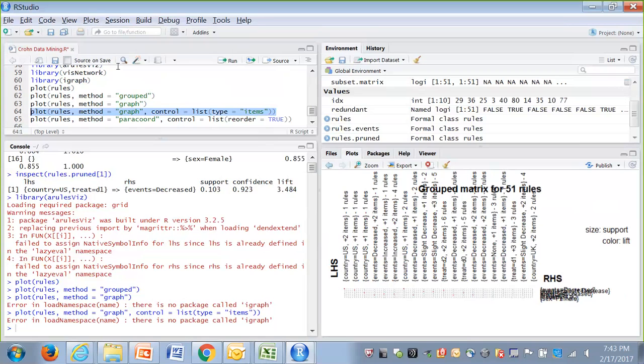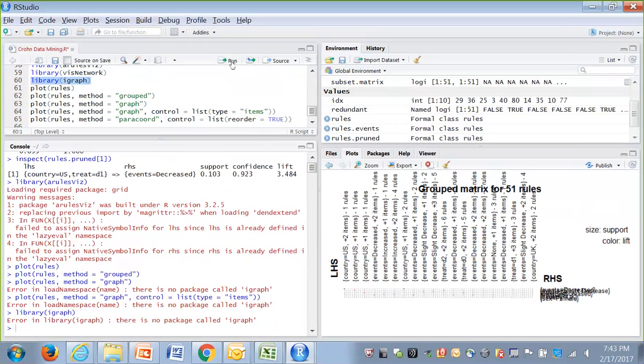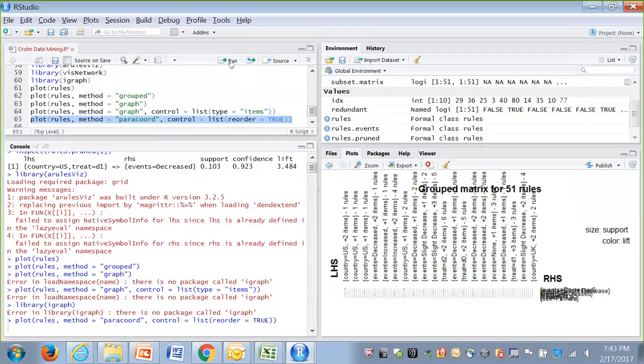Oh, whoops. Trying to figure out what I missed here on my graphs.